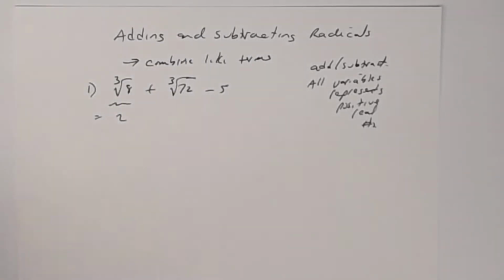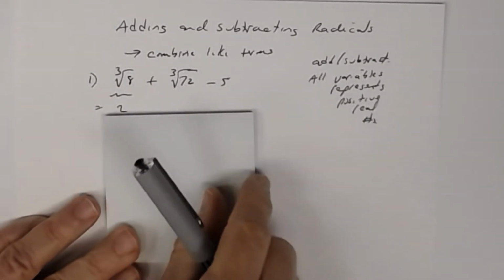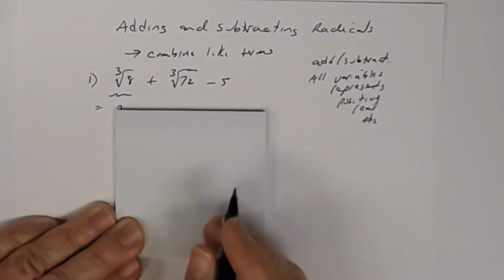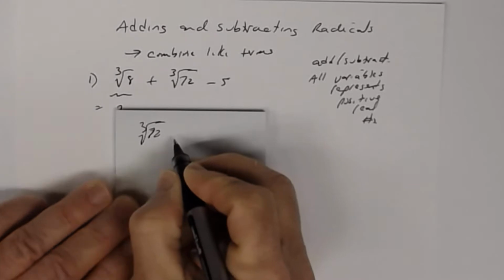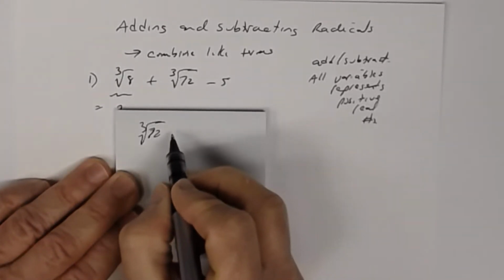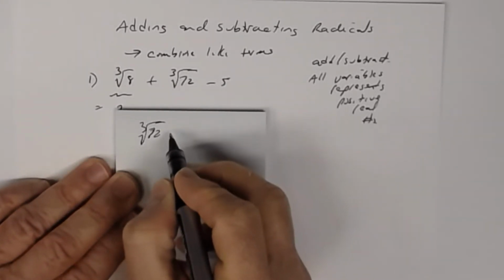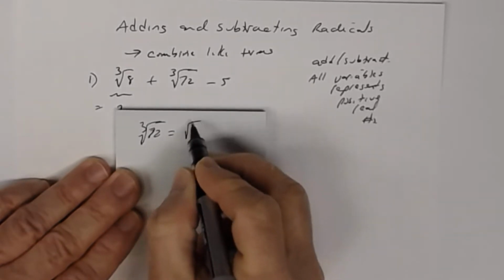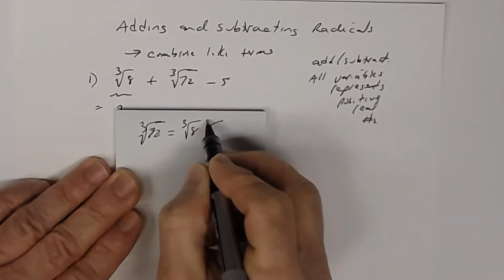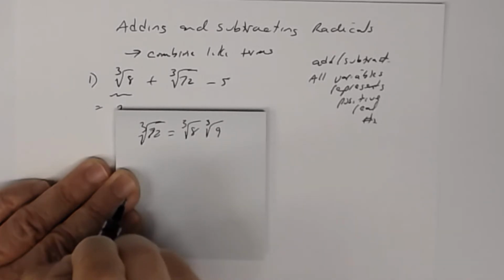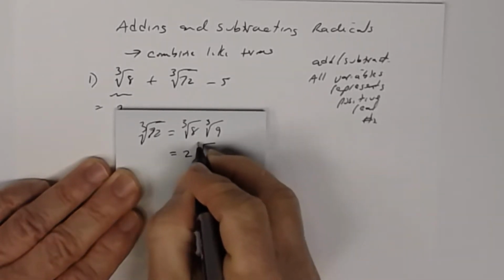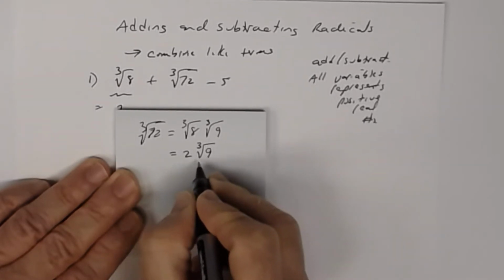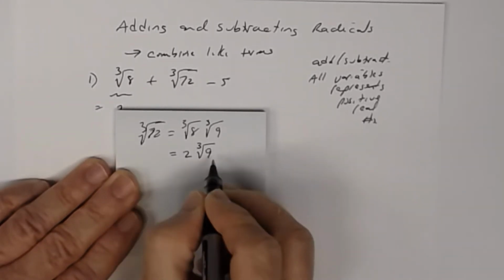Now remember how we did this. I'm going to go off to the side and do that here. We have to simplify the cube root of 72. Remember, we used the product property for radicals. So that will be the cube root of 8 times the cube root of 9. Now we know the cube root of 8 is 2, so I get 2 cube root of 9. That is as far as this can be simplified.